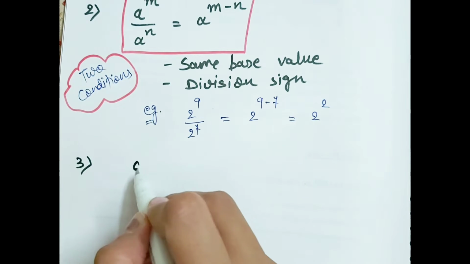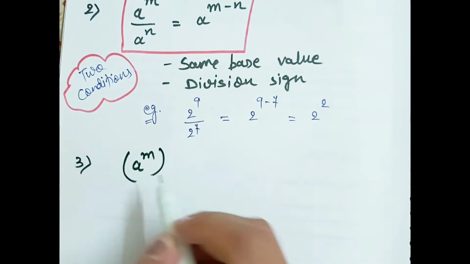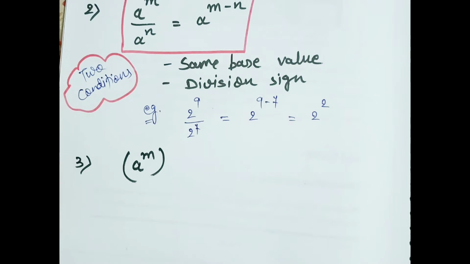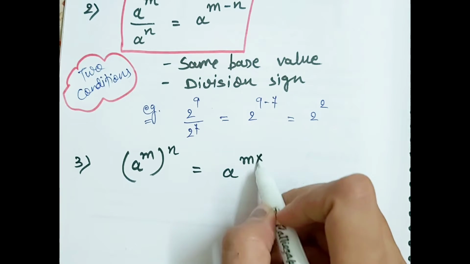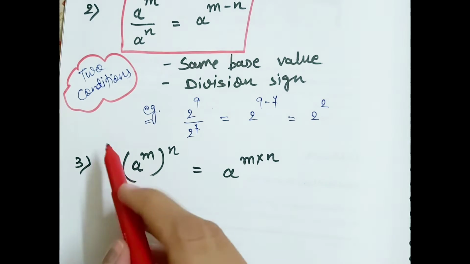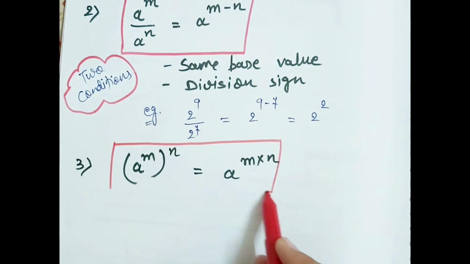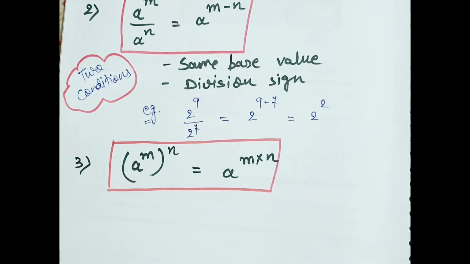Now the third law, this is also super easy. So it says a raised to the power of m, and then there is a bracket, and this whole bracket is raised to the power of n. Then you can multiply the exponents. So there is a bracket sign, there are two exponents involved, then you can just multiply those exponents.